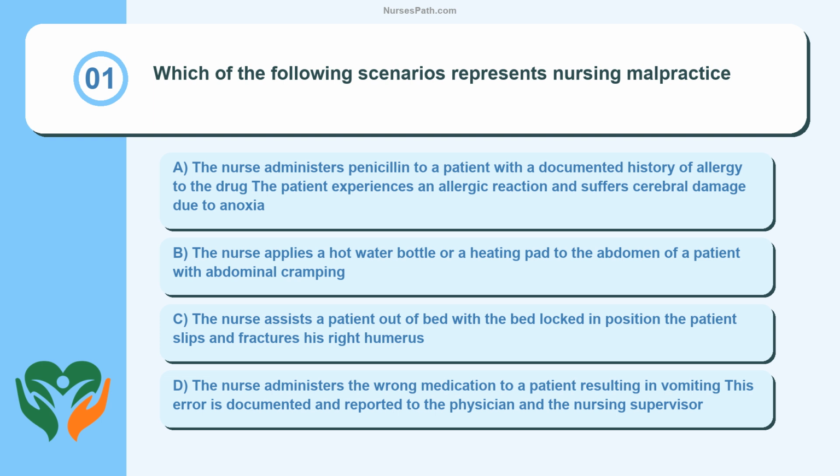The nurse administers the wrong medication to a patient, resulting in vomiting. This error is documented and reported to the physician and the nursing supervisor. The correct answer is A.